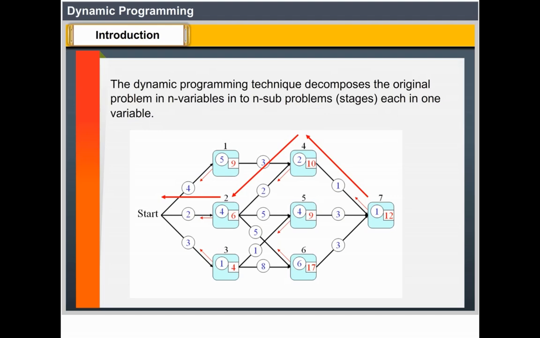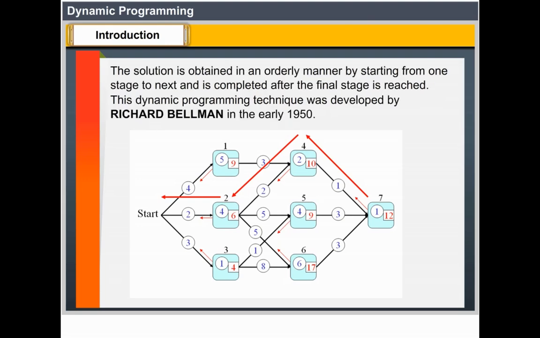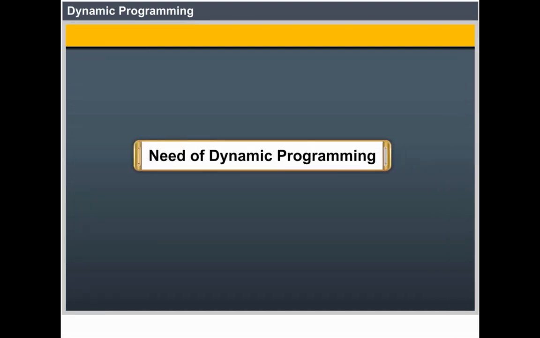The dynamic programming technique decomposes the original problem in n variables into n subproblems, or stages, each in one variable. The solution is obtained in an orderly manner by starting from one stage to the next and is completed after the final stage is reached. The dynamic programming technique was developed by Richard Bellman in the early 1950s. Need of dynamic programming.